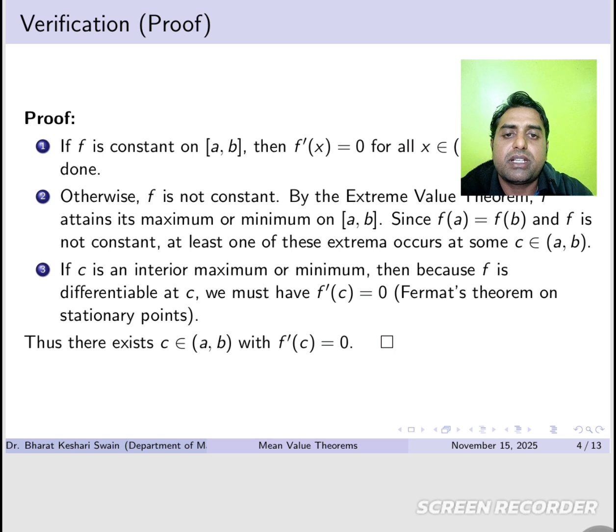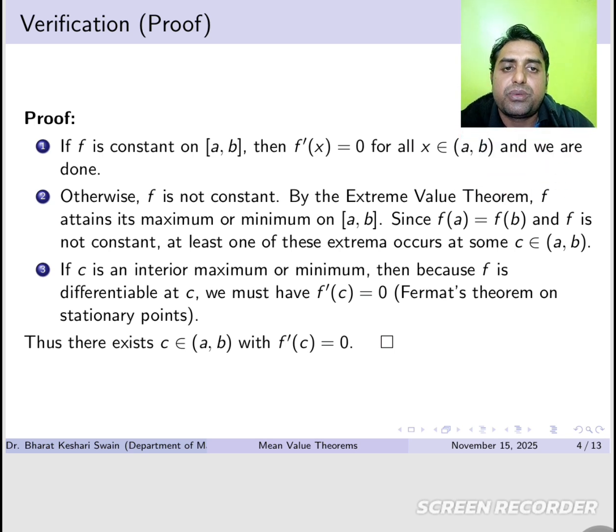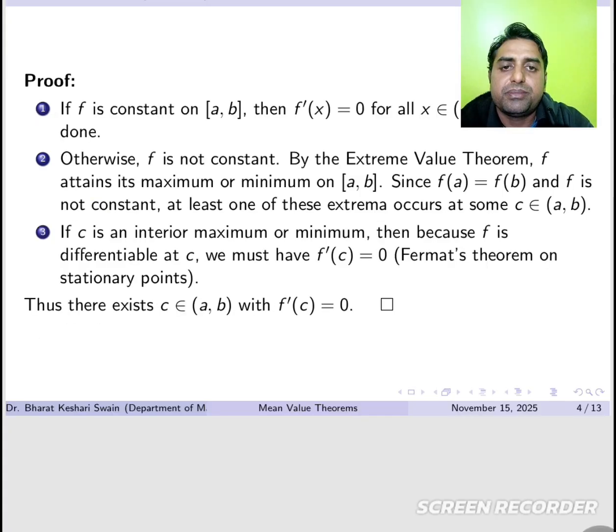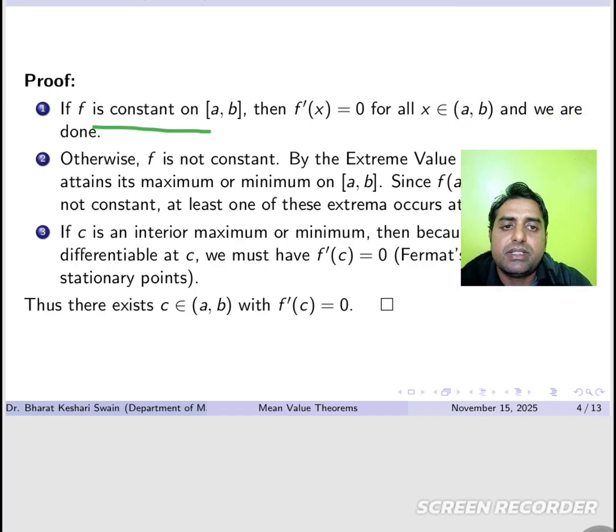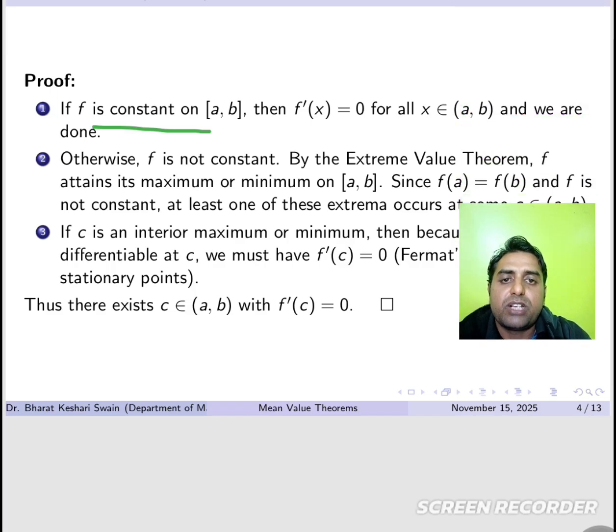The verification and proof. If f is constant on [a, b], then f'(x) equals 0, we know that, and we are done. Otherwise, if it is not constant, by the extreme value theorem, it attains its maximum or minimum. Already we have said that.